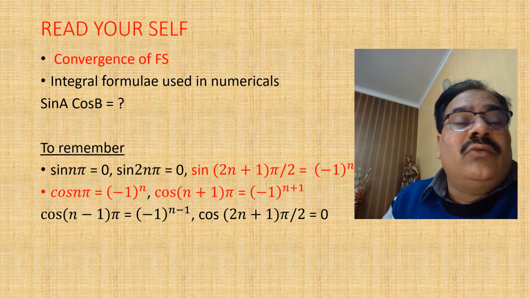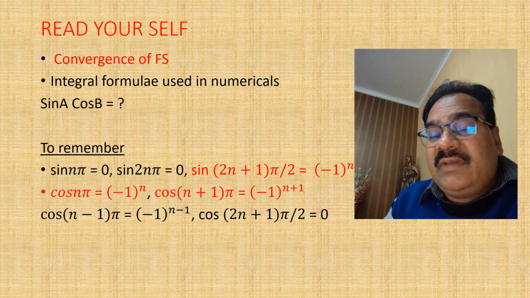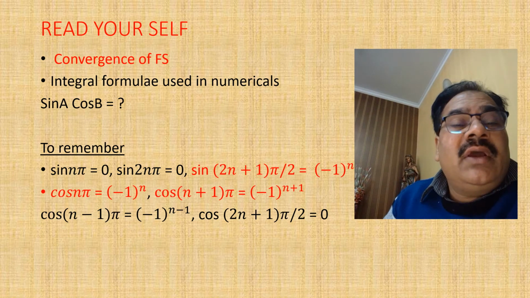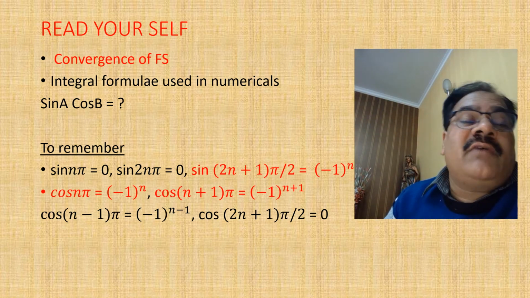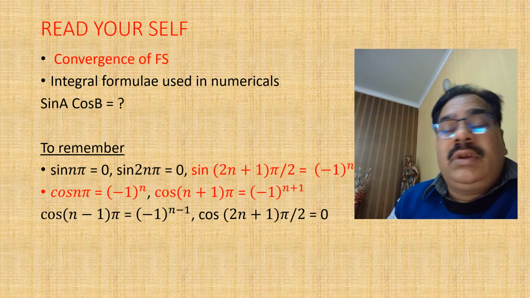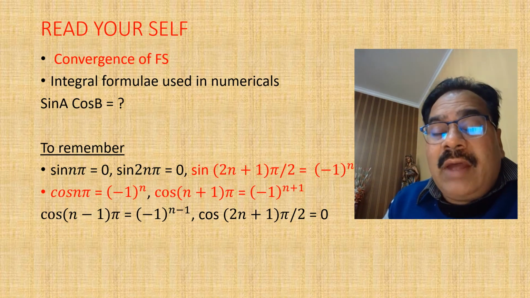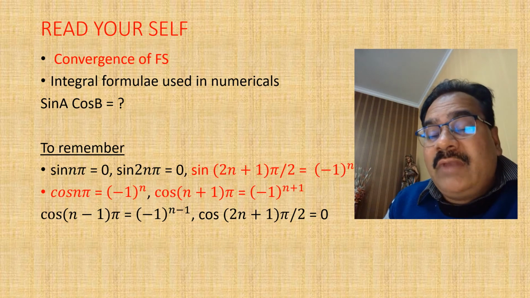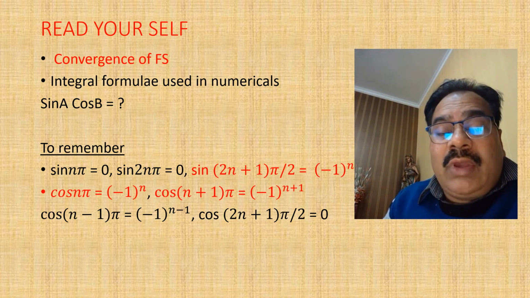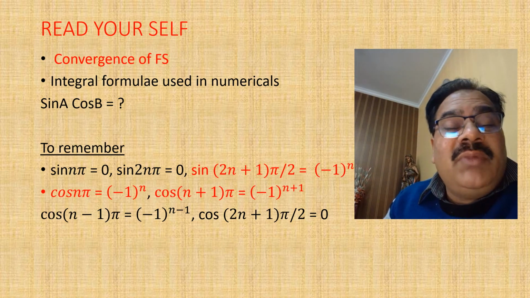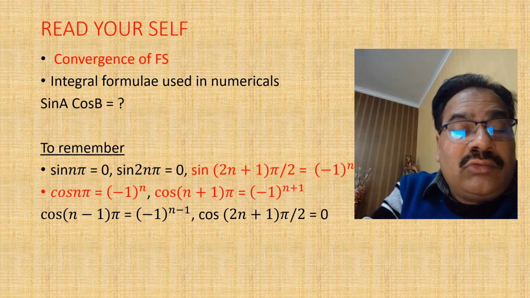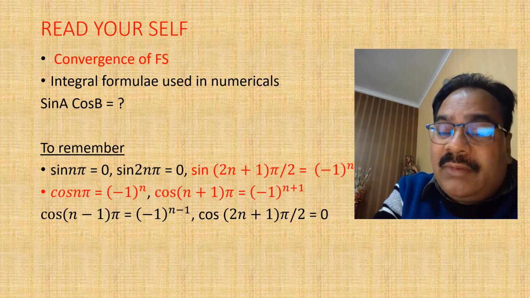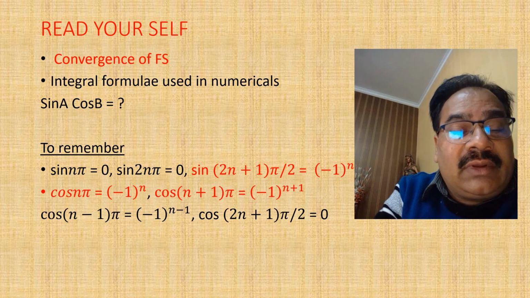In addition to the above, as discussed in this presentation, at least read yourself the convergence of Fourier series. This is also very important. Then all the product formulas like twice sine A sine B, twice cosine A cosine B, twice sine A cosine B may be useful here, including these values you might remember from your previous classes.